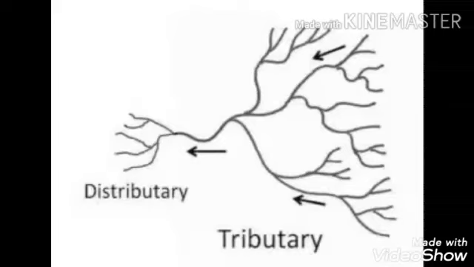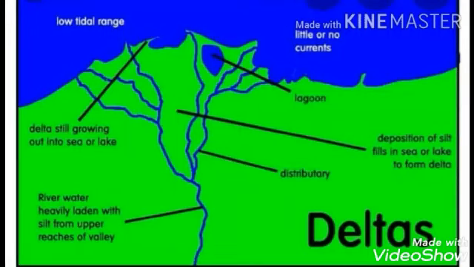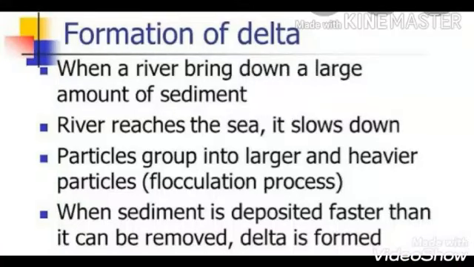Now we go to the next geographical feature, delta. What is a delta? A river delta is a landform created by deposition of sediments. These sediments are carried by rivers. Deltas are formed near the mouth of rivers. First of all, let me clear the term sediment.